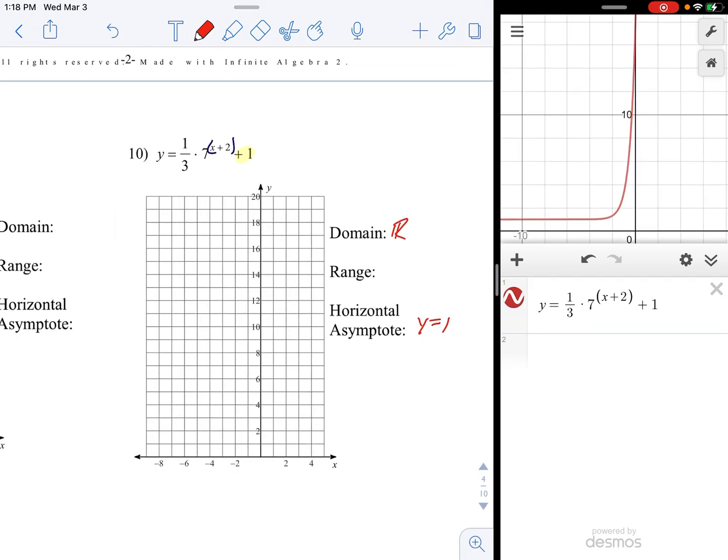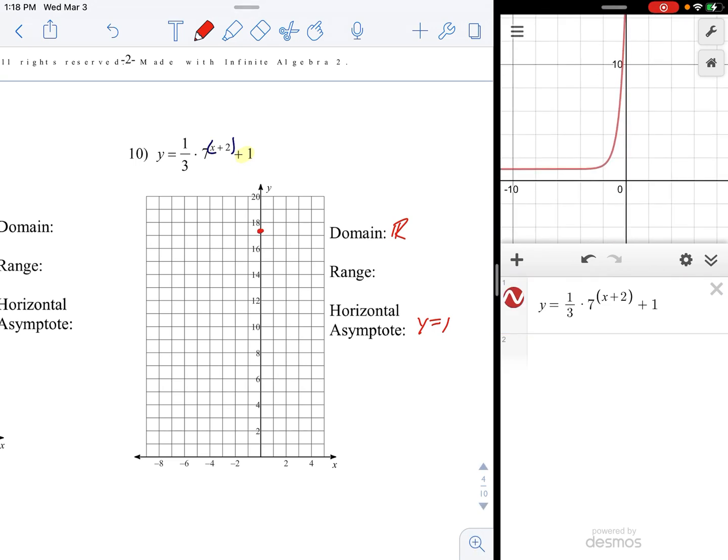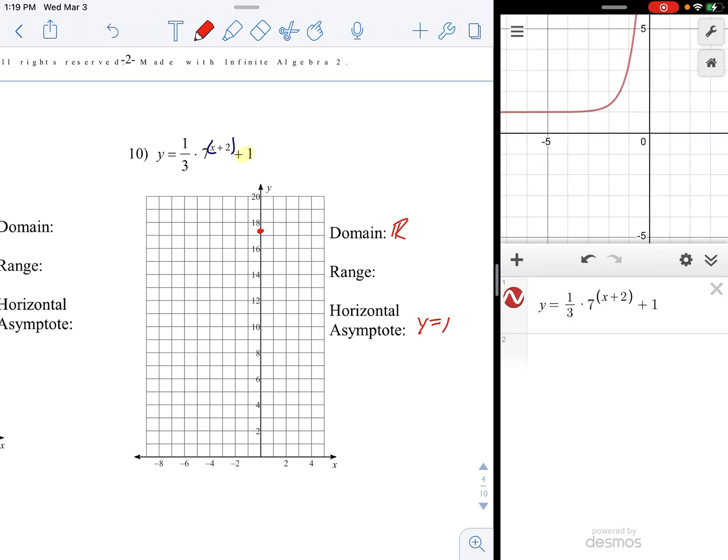Can I draw this graph on my paper? Well, let's see. Is there an intercept? 0, 17.3333, so somewhere around here. Are there any other key points that if I graph them would really help? I don't think there is. What is that? -1. Sorry, -2. Having an awful time here. -1. 3.333. Right around there.